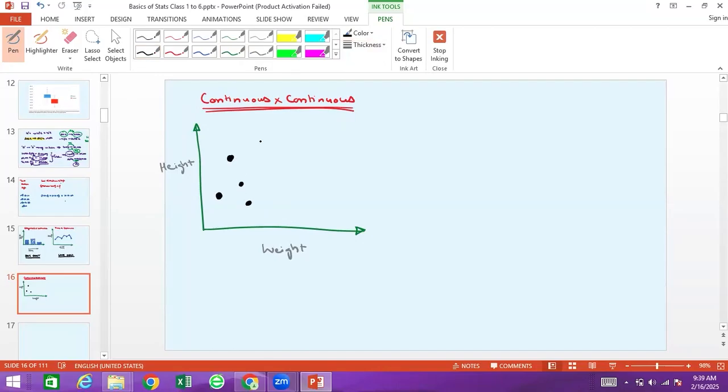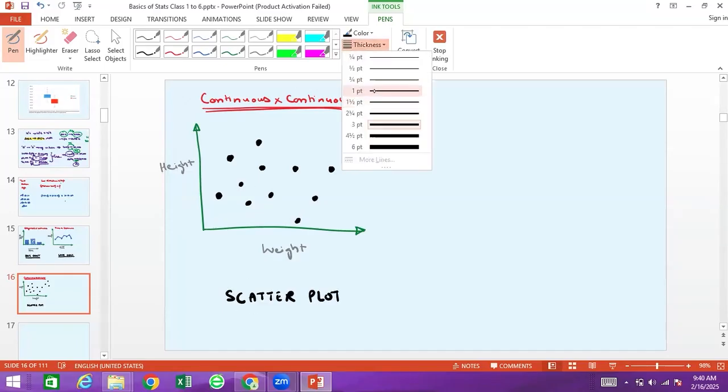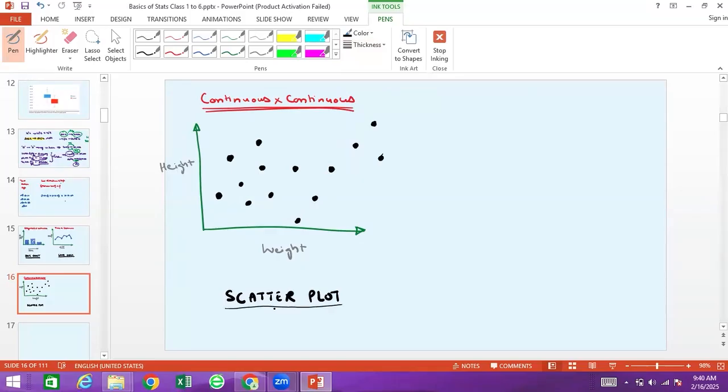it is going to be a scatter plot. Here, what does each point mean? That person's height and weight, right? So each point is an individual on this chart. Okay, so this will be an example of a scatter plot. Now, I have continuous versus continuous.